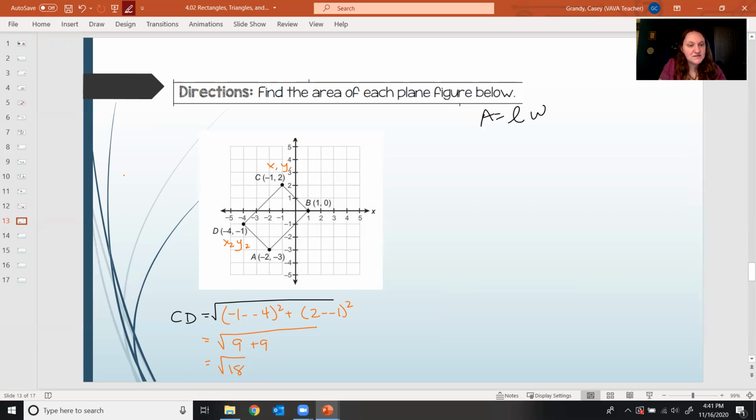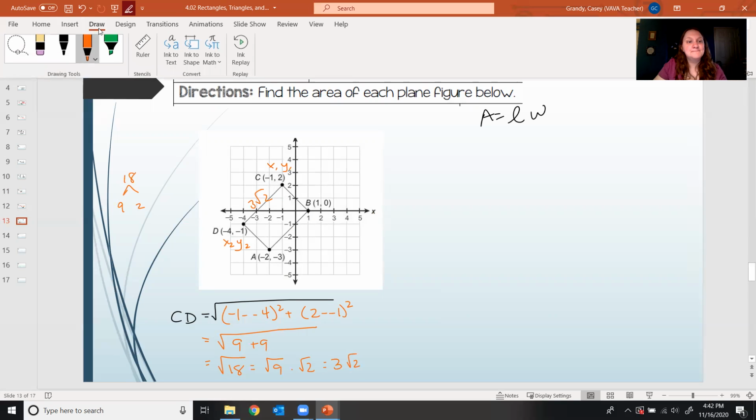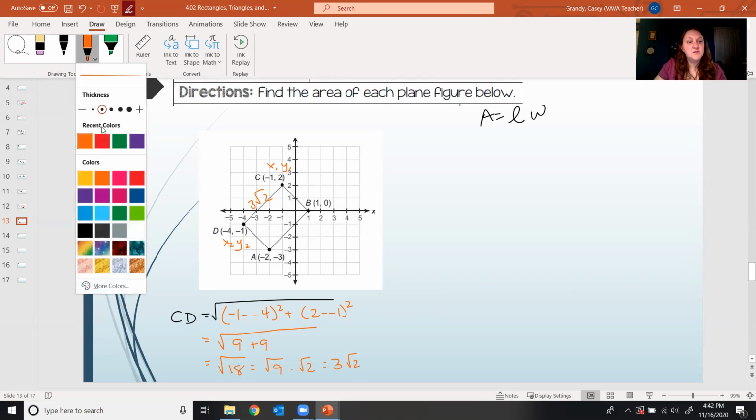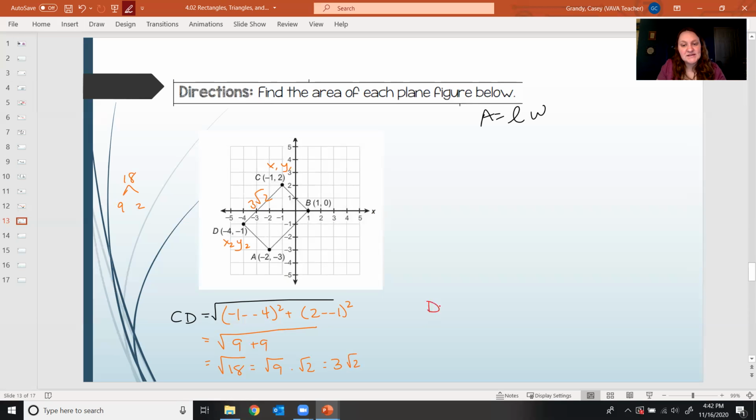The square root of 18 can be simplified. 18 can be broken between 9 and 2. So the square root of 18 is the square root of 9 times the square root of 2, which is 3 root 2. So the length of my rectangle is 3 root 2. And now I need to find the width. You could find CB or you could find DA. They're the same thing. I'm going to say DA.